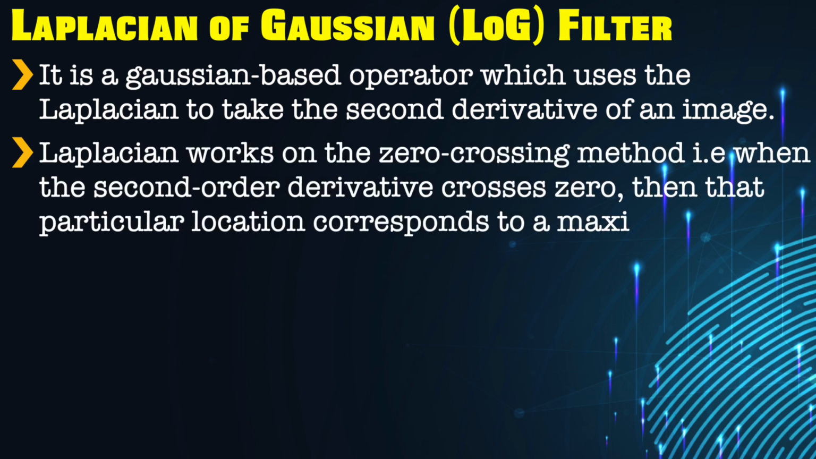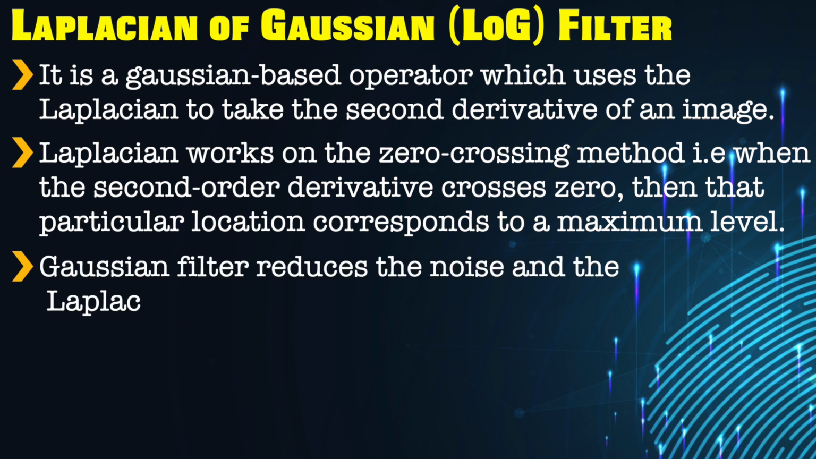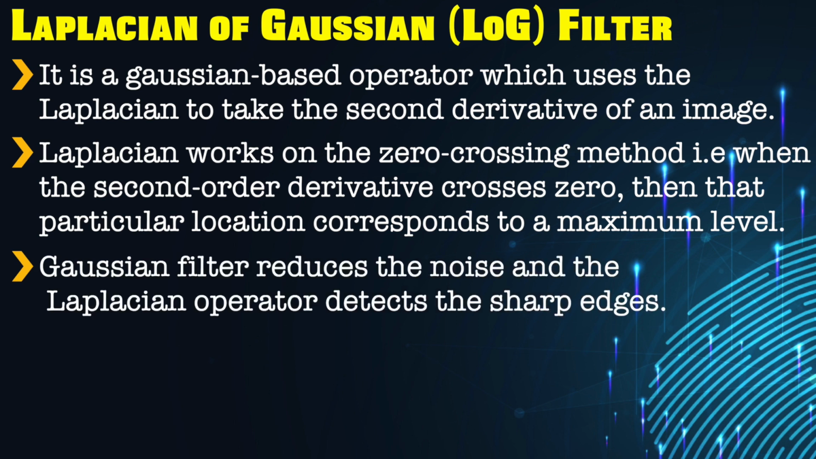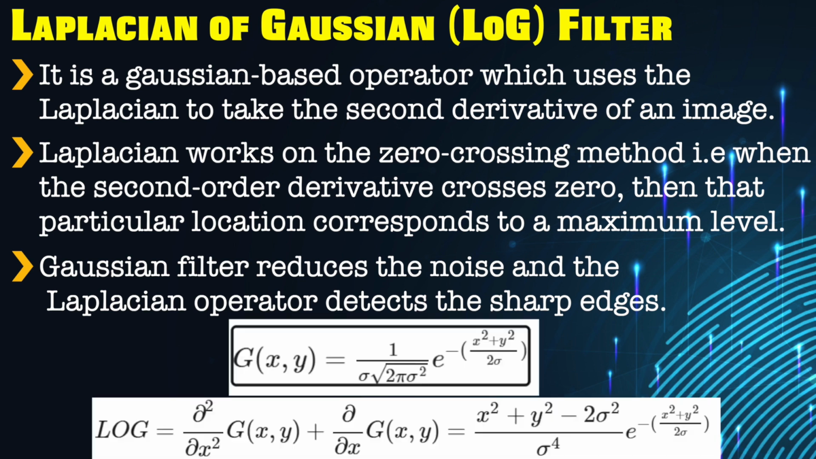Laplacian works on the zero crossing method. Therefore, when the second order derivative crosses 0, then that particular location corresponds to the maximum level. You already know that if the second order derivative is 0, then there is a maxima or minima. Here the Gaussian operator reduces the noise and the Laplacian operator detects the sharp edges. So there are both advantages. You already know that the Gaussian filter is used to reduce noise and Laplacian is used to detect edges. Therefore, by Laplacian of Gaussian we can do both in one go.